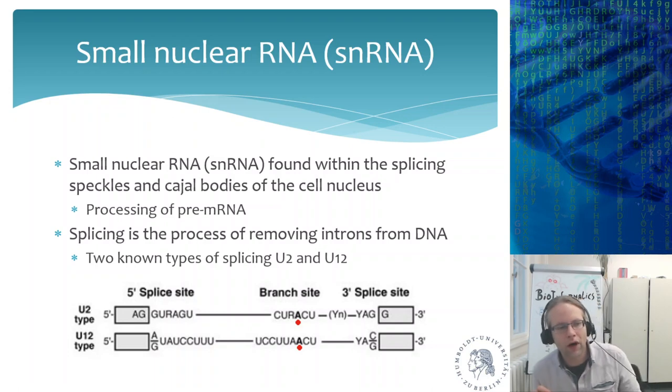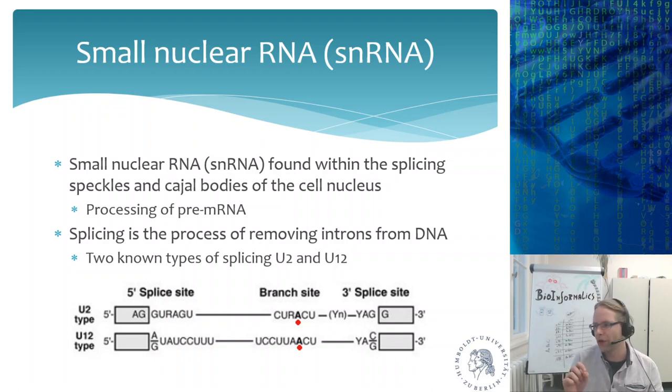These small nuclear RNAs are found within something called the splicing speckles and inside the Cajal bodies of the cell nucleus. If you look at the cell nucleus, it has these pores to facilitate transfer in and out of the nucleus. And alongside these pores, there are these little speckles. So the nuclear surface is not flat, but there are these little pouches near the big holes where stuff is being transported in and out. These are called the splicing speckles.